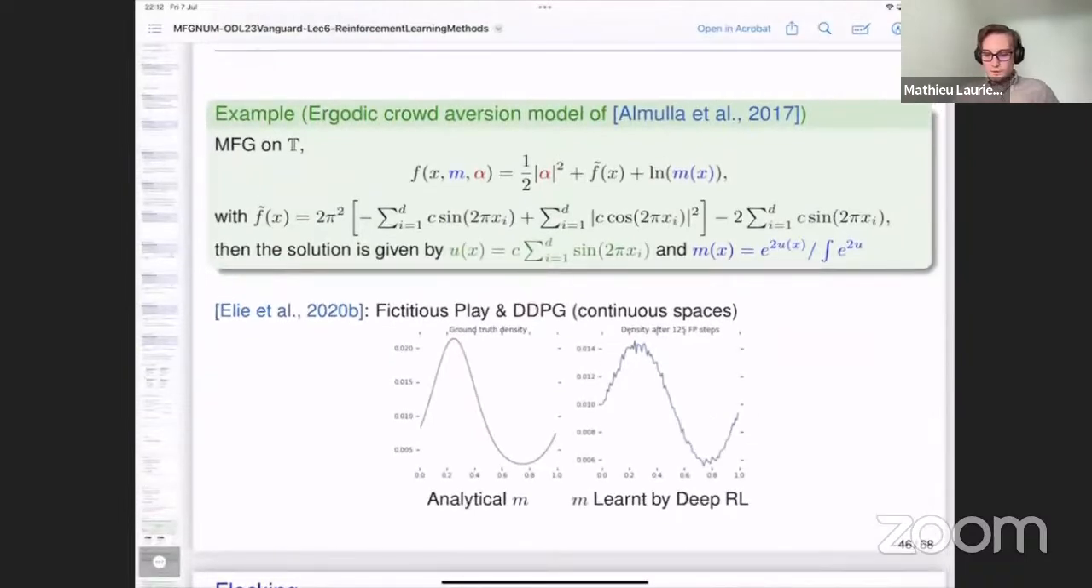This is another model. So here we revisit the model of Almula Ferreira Gomez, the ergodic one, which has an explicit solution. This one is in continuous space, and so we solved it using fictitious play and DDPG because we wanted to have a method that works in continuous spaces. So we have to learn a control that can take any input between 0 and 1 without discretizing.